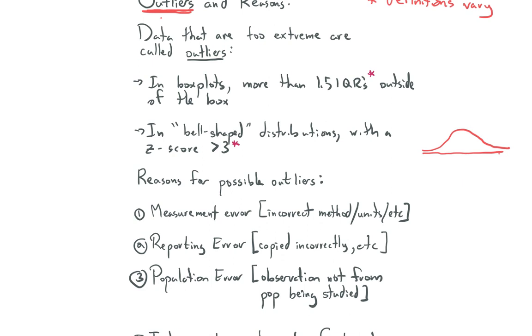There's another type of error too. Maybe the element from your data set that you measured, maybe it wasn't measured incorrectly, maybe it wasn't reported incorrectly, maybe that's all good, but maybe the observation shouldn't even be there. Maybe it's not from the population that you're studying, so maybe it's from something else and got included by accident. And finally, well, if it's not one of those things, maybe it's just an honest-to-goodness extreme value. Maybe it is natural, but it just happens to be extreme. But it's a good idea, if you see an outlier, to check first if it's possibly a measurement error, a reporting error, or a population error.